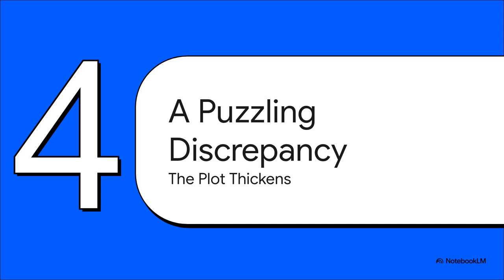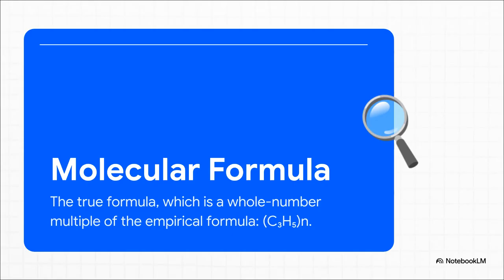But hold on. Just when we think we're closing in, we hit a plot twist. Our evidence doesn't seem to add up perfectly. There's a puzzling discrepancy we need to investigate. You see, C3H5 is just the simplest ratio. The actual molecule could be C6H10 or C9H15 or any whole number multiple of our empirical formula. Our job now is to find that multiplier, which we'll just call N.